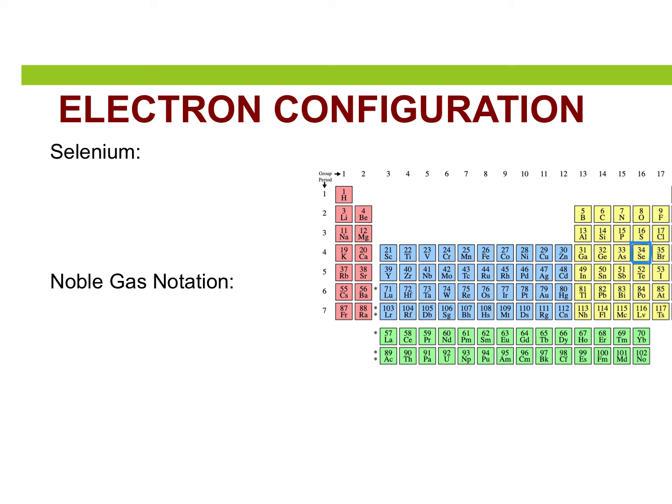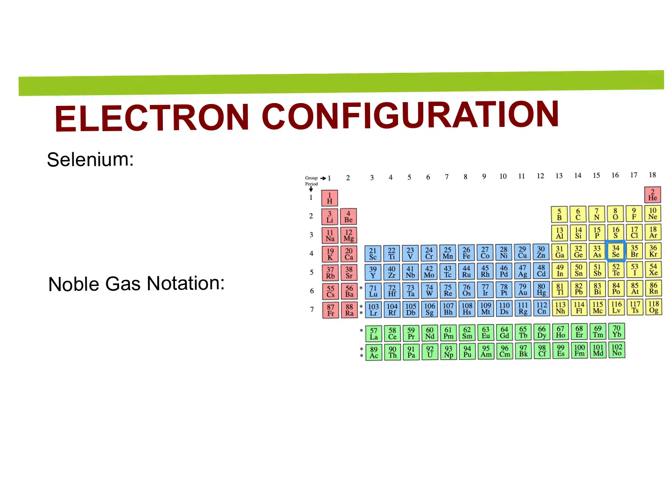What's the atomic number for selenium? Okay, SE, and what's that number? 34. Okay, so again, to get selenium's electron configuration, we're going to start at the top, and we're just going to read through the periodic table till we make it to selenium.